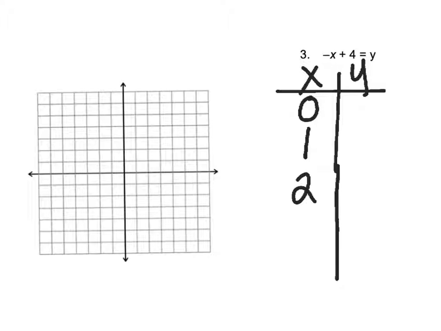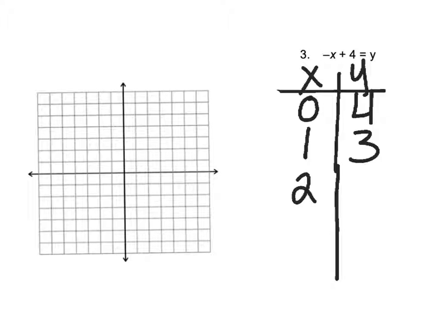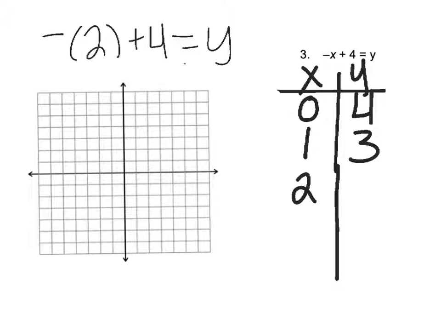When I put 0 in for x, I get 0 plus 4, y equals 4. I can put in 1 in for where the x is, plus 4 equals y, to get y equals 3. And then if I look at 2 that we chose, I put in negative 2 plus 4 equals y. Negative 2 plus 4 is 2, that equals y. So then we've got 2, 2. I now have all these ordered pairs here.